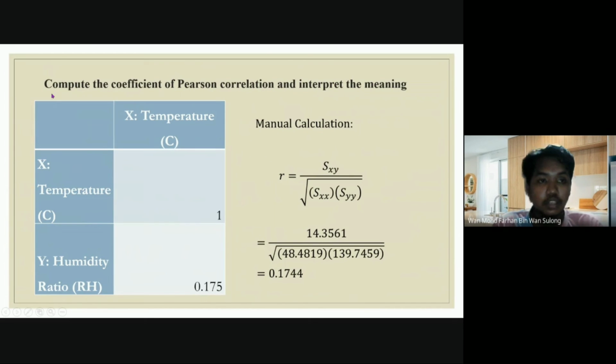Next, compute the coefficient of Pearson correlation and interpret the meaning. The table shows the Excel calculation, and we get 0.175. For the manual calculation, we get 0.1744. There is a 0.001 difference between the Excel value and the manual calculation value.